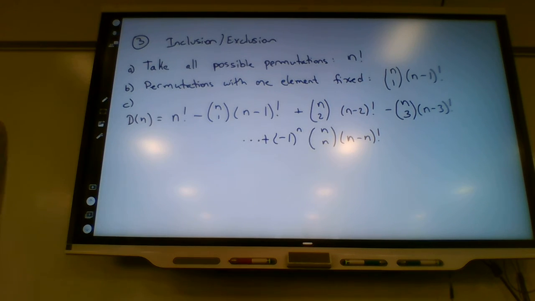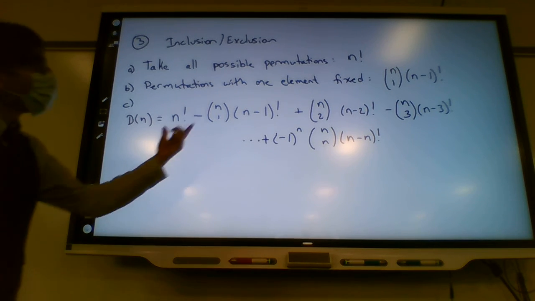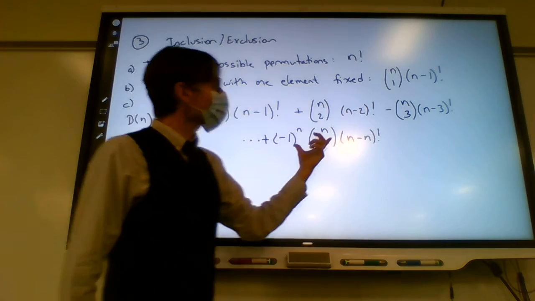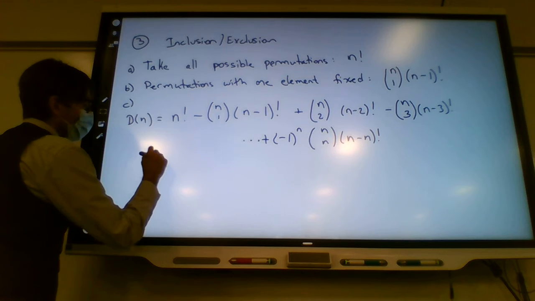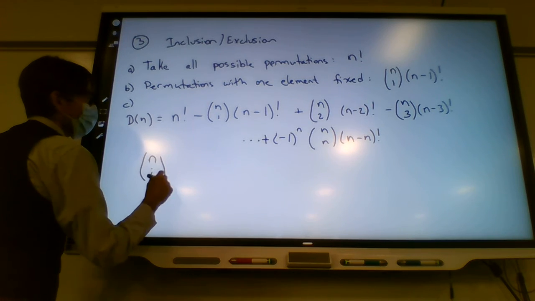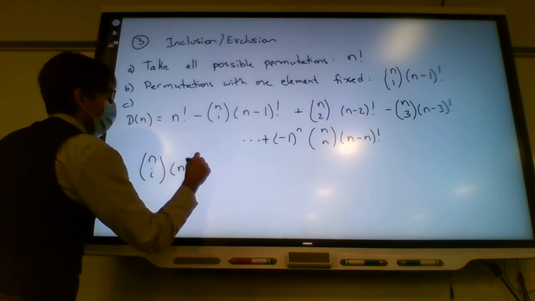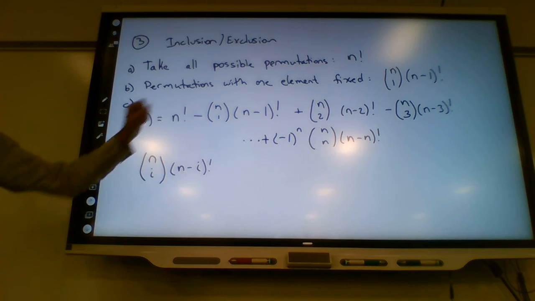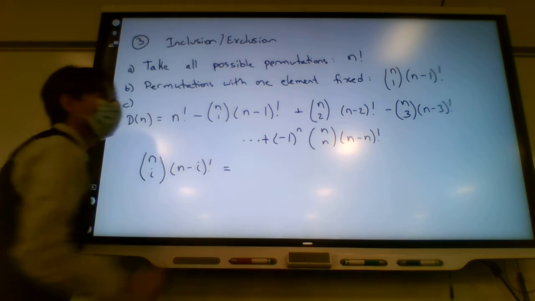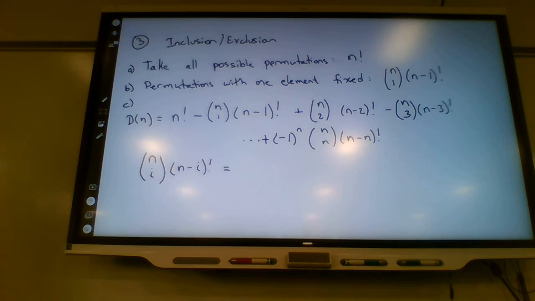But this is a messy looking formula. So let's see if we can simplify it a little bit. All of these pieces in there look similar, right? So let's look at one of these pieces. Let's look at n choose i times n minus i factorial, because all of those are in there somewhere, right? Let's simplify that. What is n choose i?